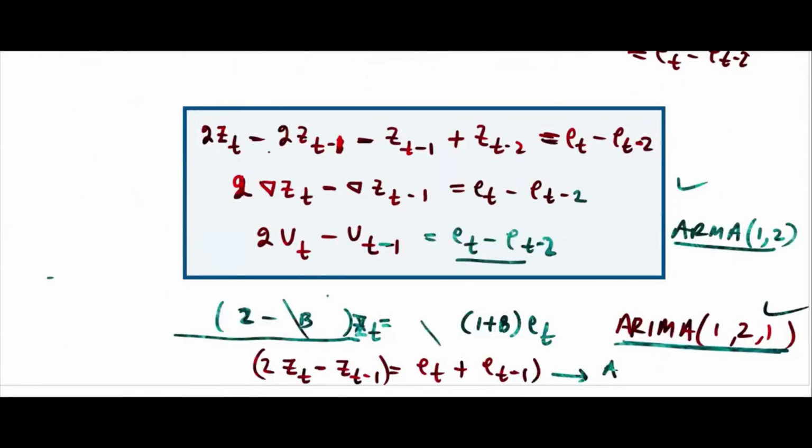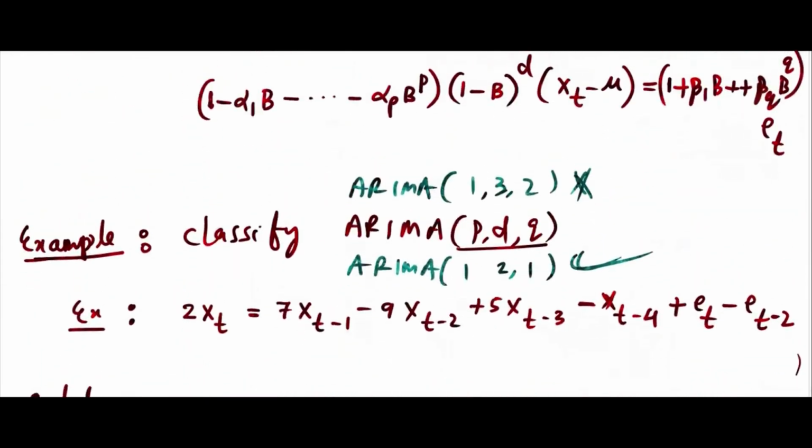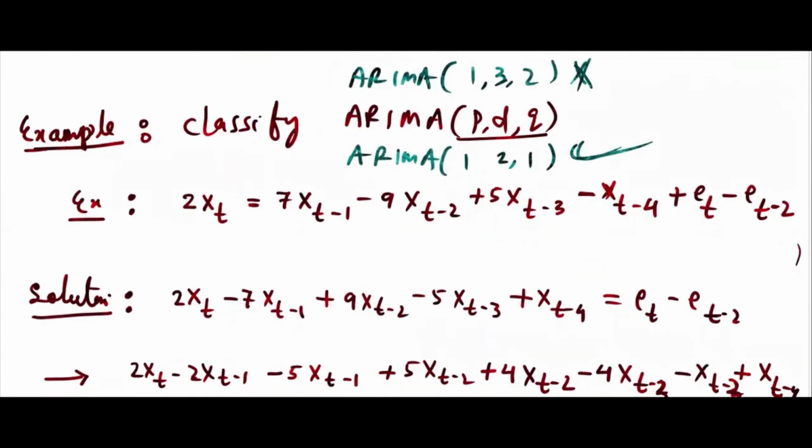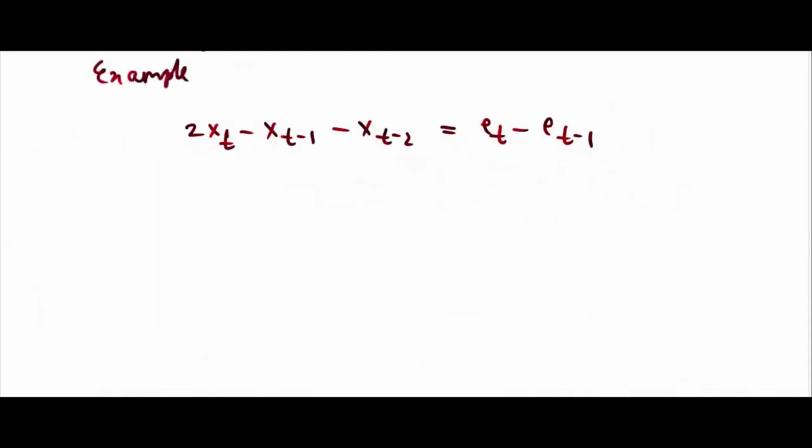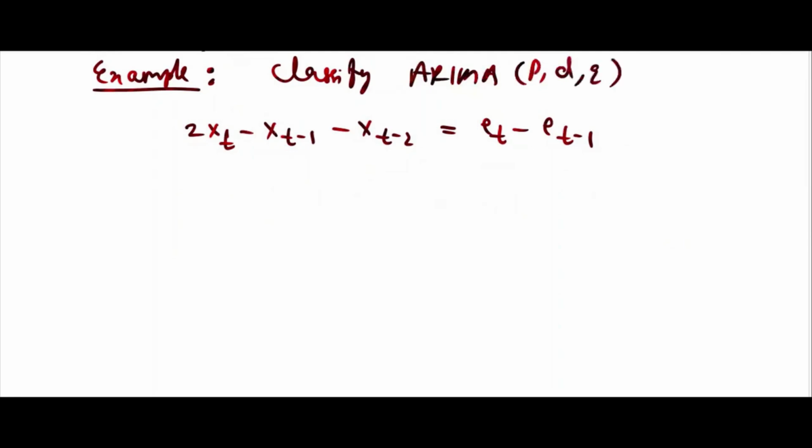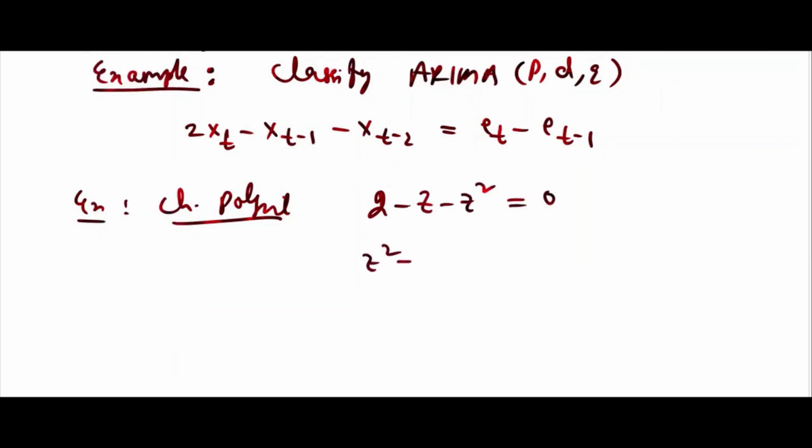So I cancelled here. What you can do is, when you start the problem, here only you have to check. When you write the characteristic polynomial, if there is anything in common from the right hand side, you need to cancel. Even I can make a simpler example before ending the class. See, if I write something like this, this is the example, classify ARIMA PDQ. So if you consider this example, I will write the characteristic polynomial, and it will be 2 minus b, 2 minus z here, minus z square, that is equal to 0, then z square plus z minus 2 equals 0.